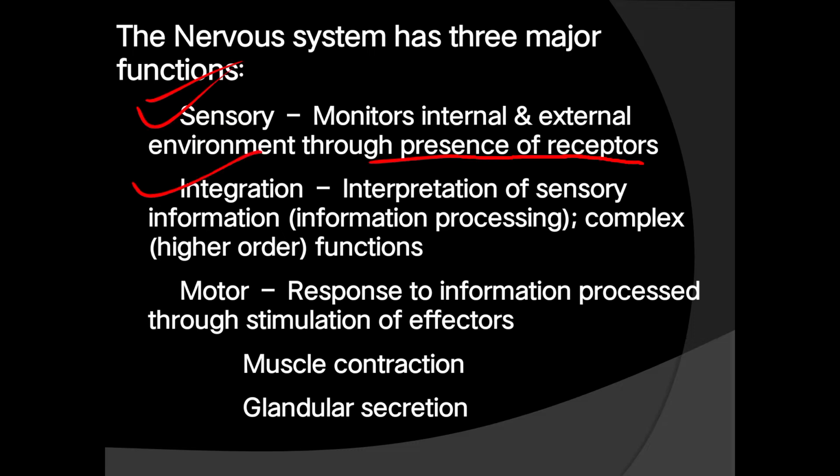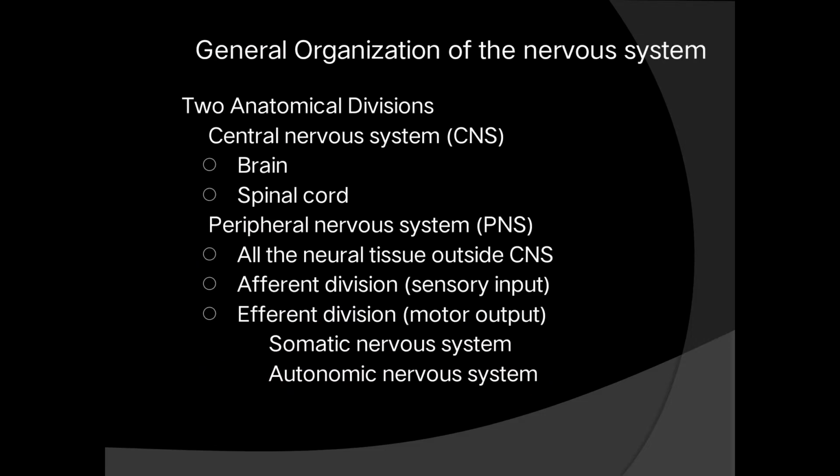Now integration means interpretation of the sensory information, that is, information processing and complex higher order functions. Then motor means the response to the information processed, through the stimulation of the effectors. Muscle contraction and glandular secretion are the two responses to the information processed through stimulation of the effectors, that is, muscle contraction and glandular secretion.